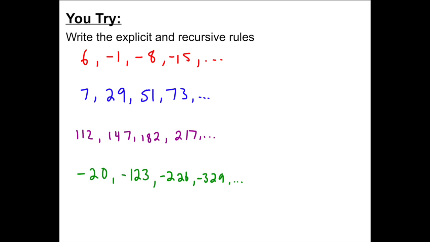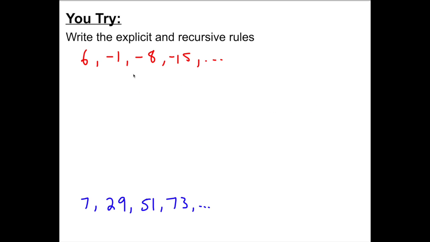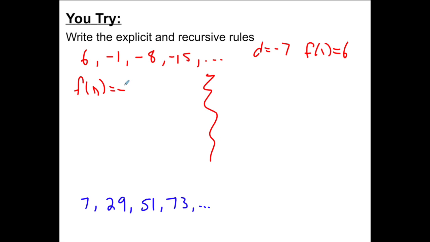All right, let's take a look at it. So the first one, we first want to find the difference. So we're going down by 7. Okay, and I notice I use -1 and -8 personally. I thought that was easier. First term is 6. So I write f of n equals -7n. When I plug in 1, I need to have 6. Right? So when I plug in 1, I get -7. So I need to have 13.